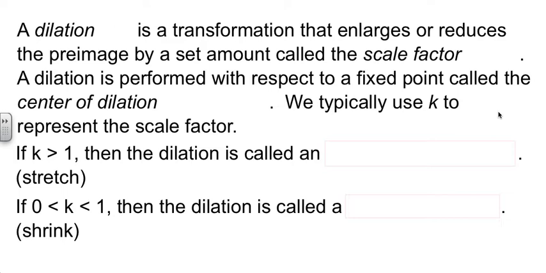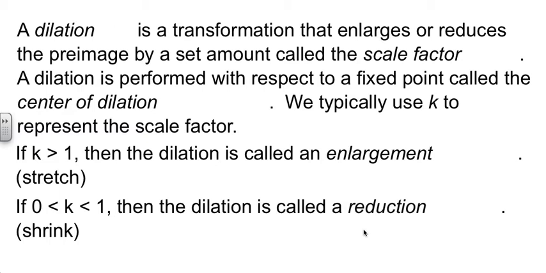Now, typically, when we talk about the scale factor, mathematicians like to use the letter K. If K is greater than 1, then we have an enlargement. You can think of that as if it's greater than 100%, so you're making the copy bigger. If K is between 0 and 1, then the dilation is called a reduction. Sometimes we'll use the word stretch and shrink. You can use either, as far as I'm concerned. Your book likes enlargement and reduction. Most people think of it as stretches and shrinks.